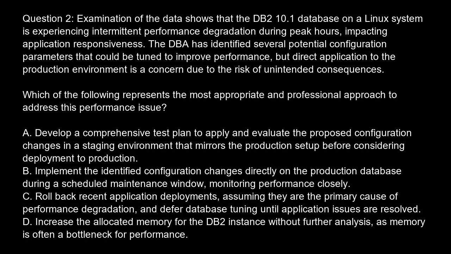Option A. Develop a comprehensive test plan to apply and evaluate the proposed configuration changes in a staging environment that mirrors the production setup before considering deployment to production. Option B. Implement the identified configuration changes directly on the production database during a scheduled maintenance window, monitoring performance closely. Option C. Roll back recent application deployments, assuming they are the primary cause of performance degradation, and defer database tuning until application issues are resolved. Option D. Increase the allocated memory for the DB2 instance without further analysis, as memory is often a bottleneck for performance.